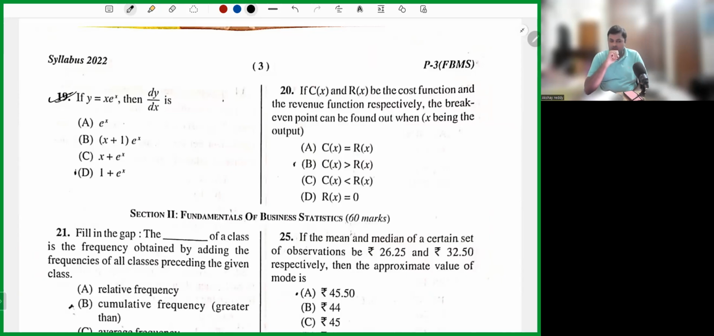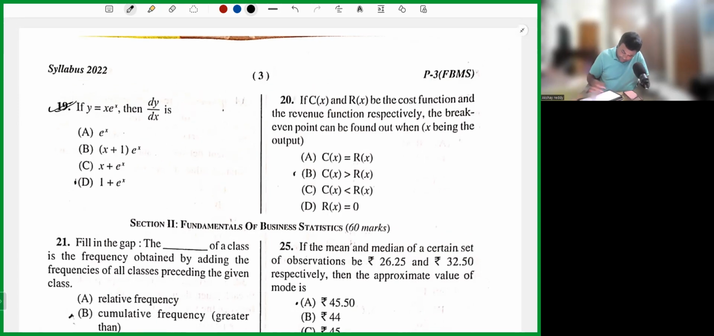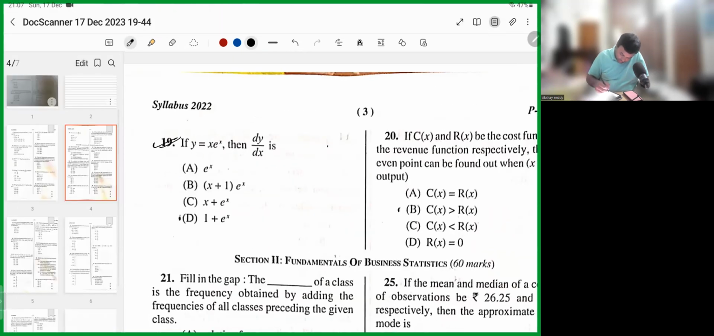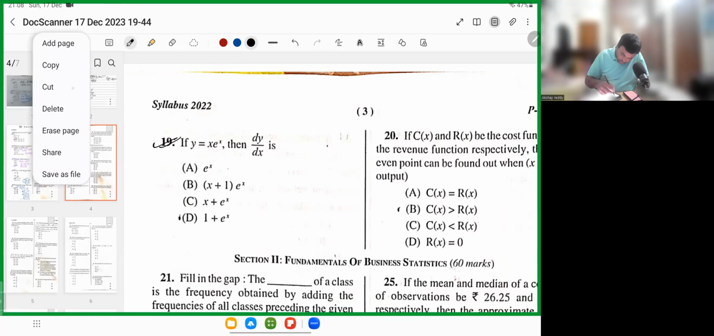A dy by dx is asking. So, my dear friends, it's a UV rule sum. It's a product of things. We can do it. It's quite simple. If you see y is equal to x into e power x is given. Let us solve this. Let me take one more page.